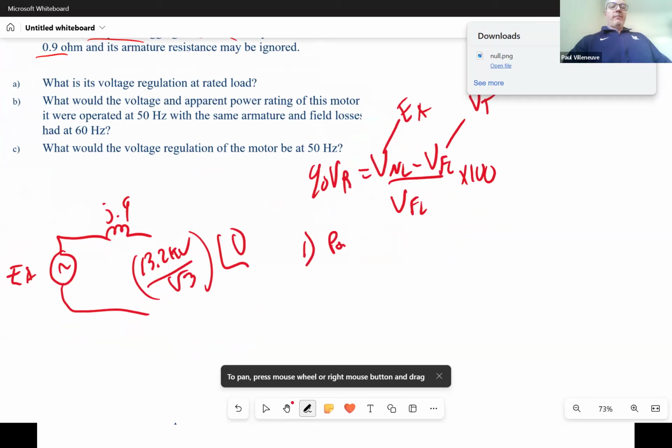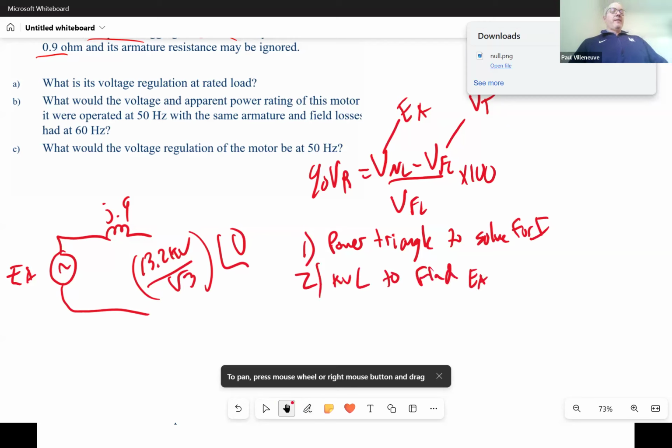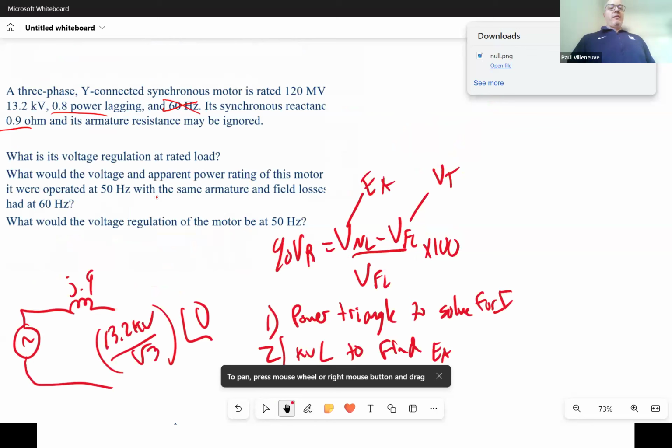Step 1. We need to do the power triangle to solve for I. Step 2, KVL to find EA. And once we have that, that's it, right? It's just a two-step process. So the first thing I'm going to do is solve for the power triangle. I know that this is 120 MVA. And this angle here is the inverse cosine of 0.8.